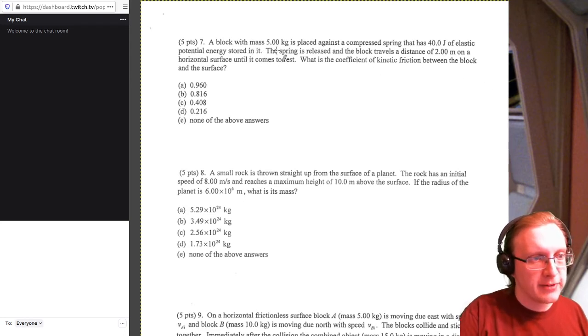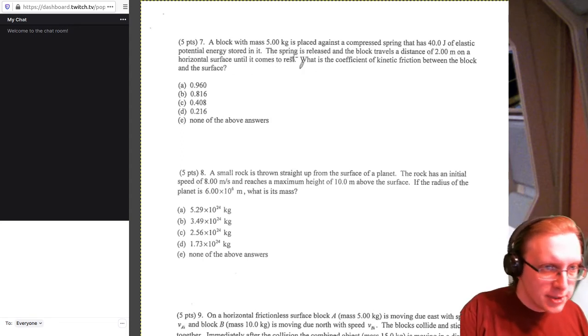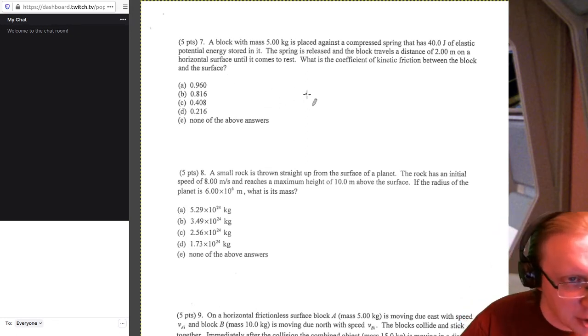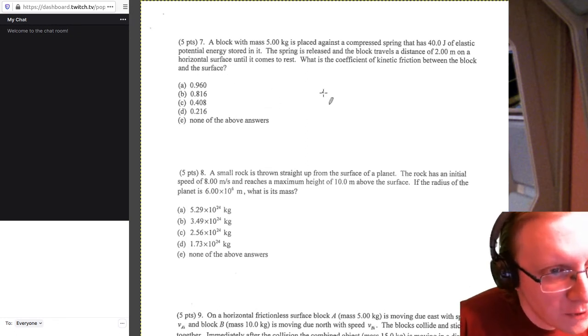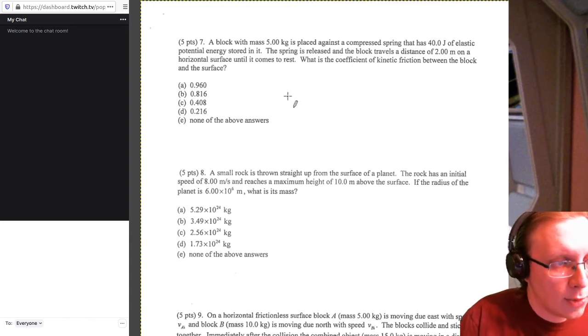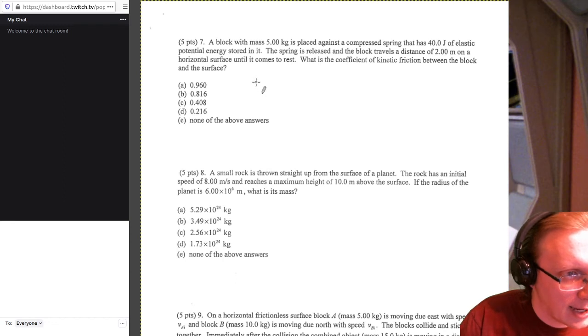All right. A block with mass of 5 kilos is placed against a compressed spring which has 40 joules of elastic potential energy stored in it. The spring is released and the block travels a distance of 2 meters along a horizontal surface until it comes to rest. What is the coefficient of kinetic friction between the block and the surface? Oh boy. Okay.